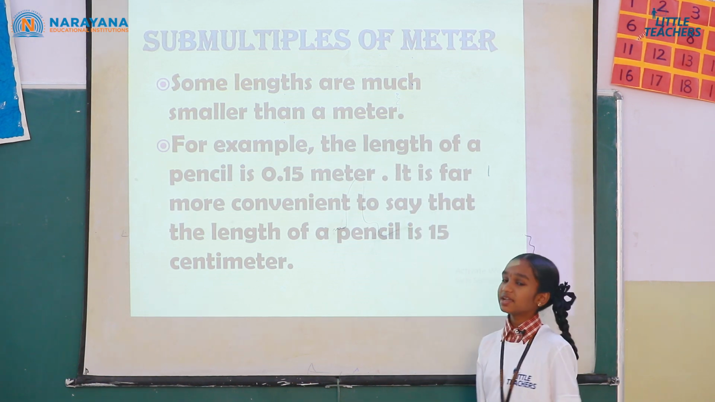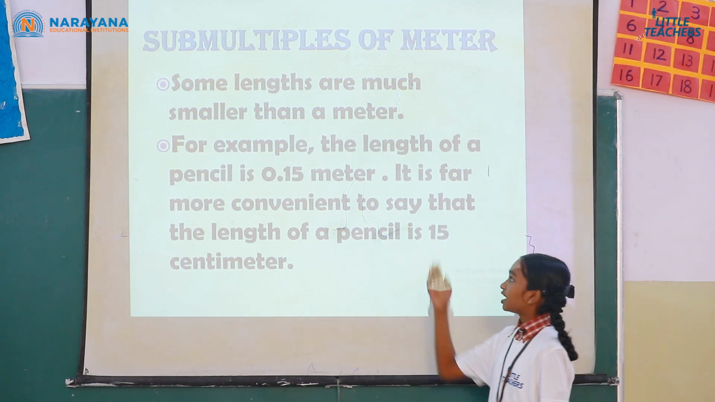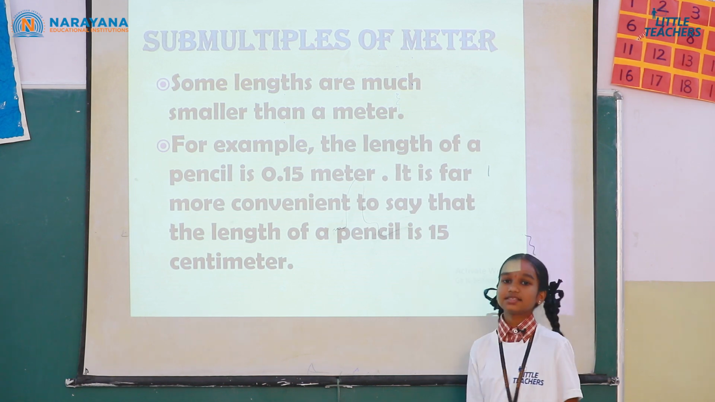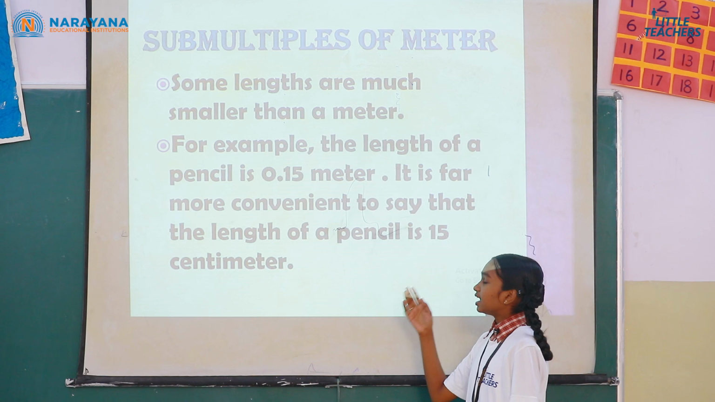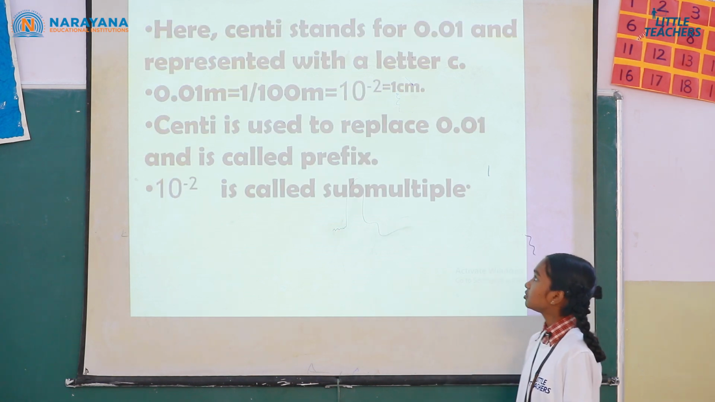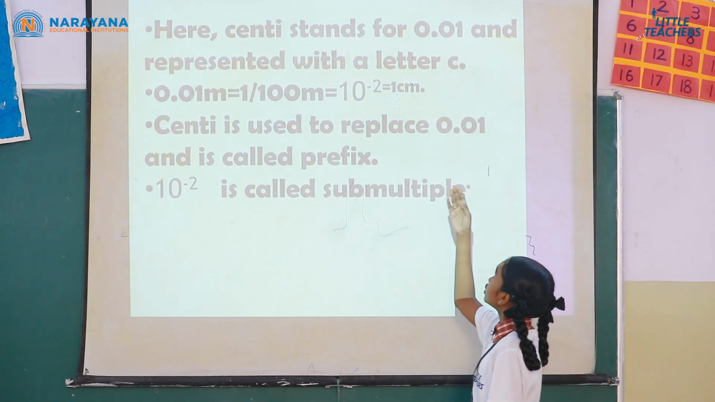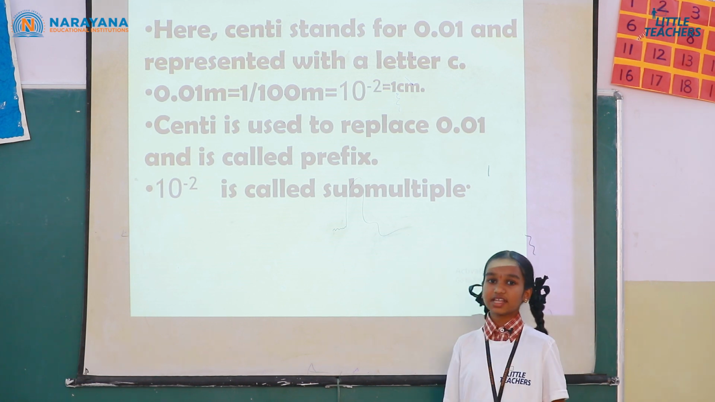Submultiples of meter. Some lengths are much smaller than a meter. For example, the length of a pencil is 0.15 meter. It is more convenient to say that it is 15 centimeters. Here, centi stands for 0.01 and is represented with the letter c.